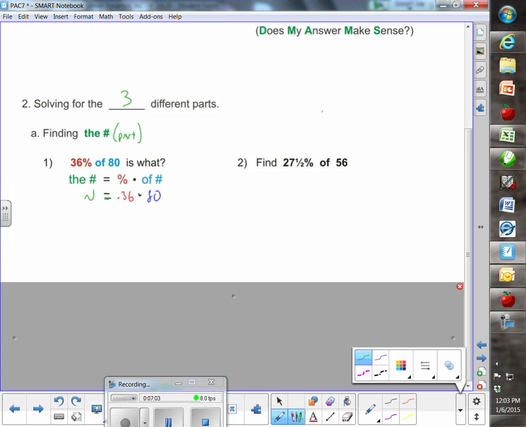Everybody should have their calculator out. If you don't, go ahead and get it out now. Again, we're saving time on problems at this point. We're using our calculators. So this is a straight multiplication. 0.36 times 80. So multiply 0.36. Hey, make sure you don't punch in a wrong number. Times 80.